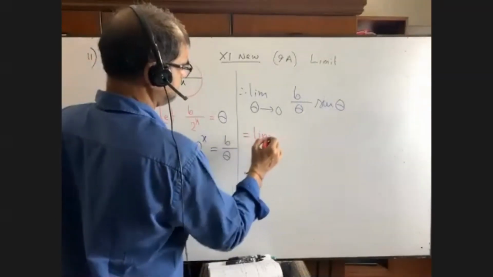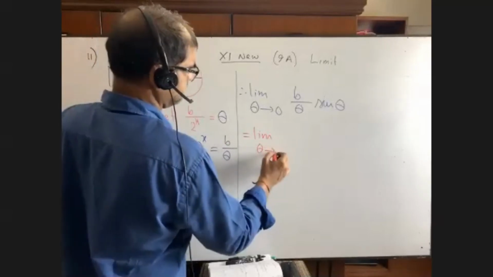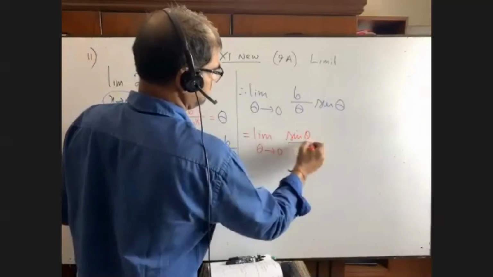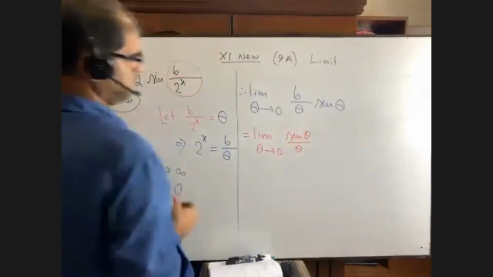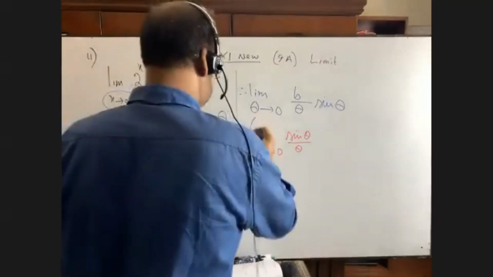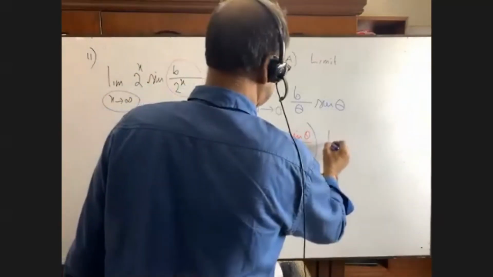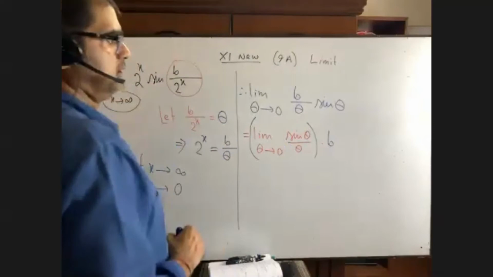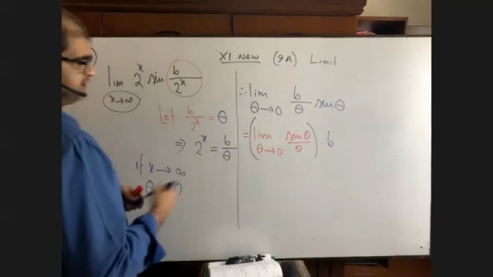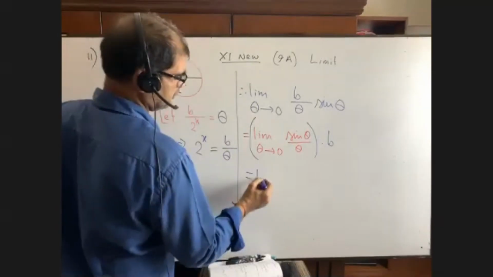Limit theta tends to 0 sine theta by theta. Okay, can you write this or not? You know, this is a formula whose value is 1.